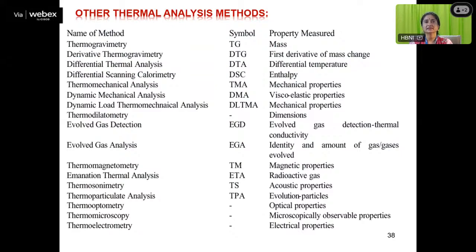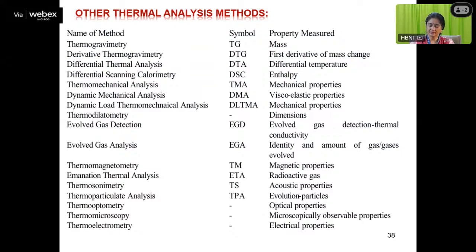Now DSC, or differential scanning calorimetry, where you measure enthalpy change, whether it is endothermic or exothermic. Then thermomechanical analysis, where the mechanical properties are the focus. Dynamic mechanical analysis, so viscoelastic properties. The dynamic load thermomechanical analysis, DLTMA, again mechanical properties. And then evolved gas detection and evolved gas analysis. Detection means only qualitatively you know what gases are evolving, and analysis means quantitatively the amount can be calculated.